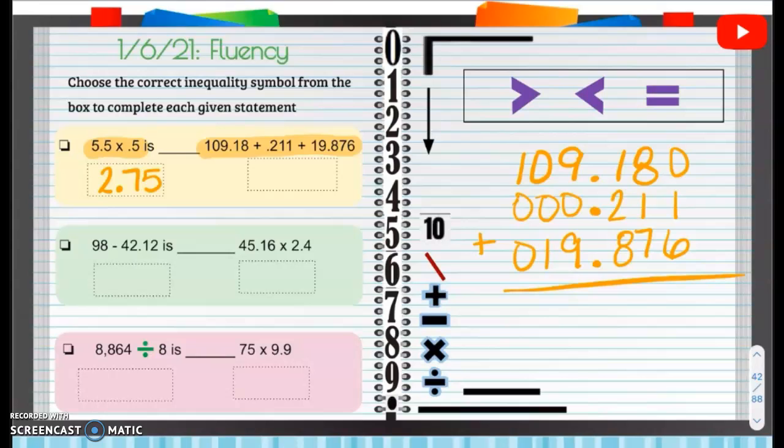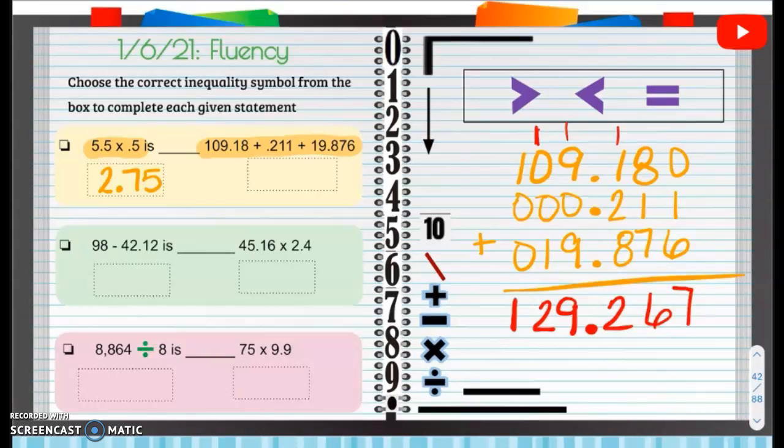All right, let's add them up. 0 plus 1 plus 6 is 7. 8 plus 1 is 9, plus 7 is 16. Drop that 6, carry that 1. 8, 9, 10, 11, and 12. What do I do with that decimal? Drop it like it's hot, drop it like it's hot. 9 plus 1 is 10, plus 9 is 19. Carry that 1, drop that 9. 1 plus 1 is 2. And then 1 plus 0 is 1.